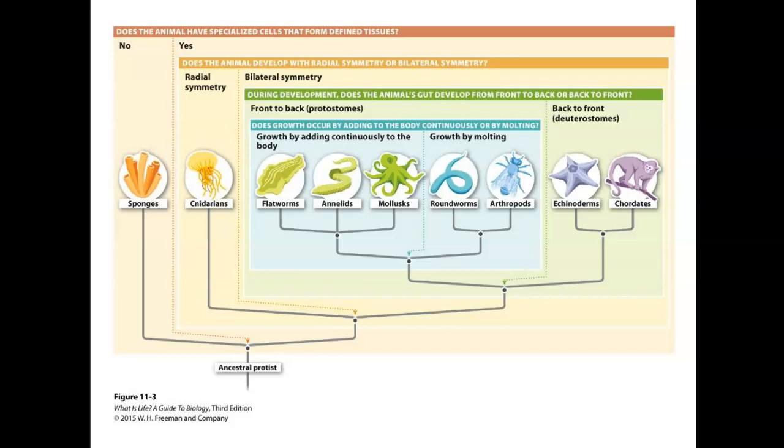Does growth occur by adding to the body continuously or by molting? If it adds to the body continuously, then it'll be under the flatworms, the annelids, and mollusks. If it grows by molting, it would be under the roundworms and arthropods. Then, does it develop from front to back? That's going to be the protostomes. If it develops from back to front, meaning the anus forms first before the mouth, then that's going to be the deuterostomes.